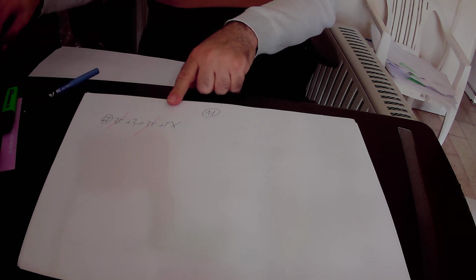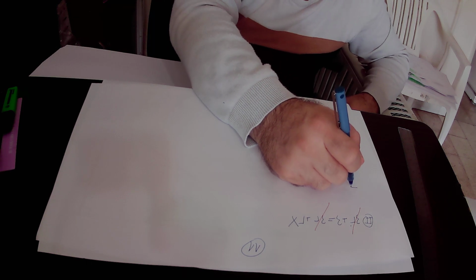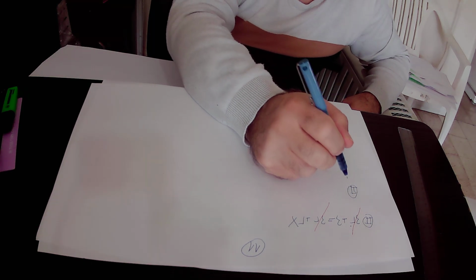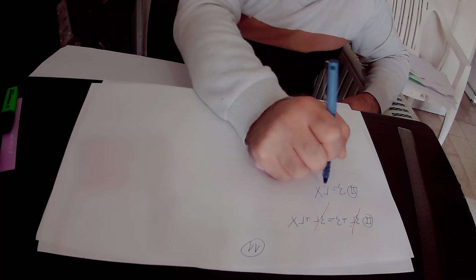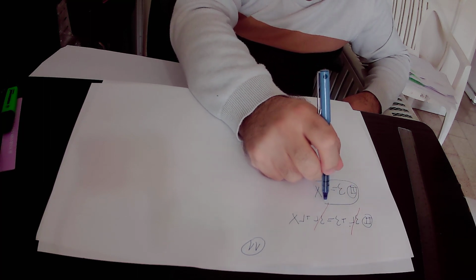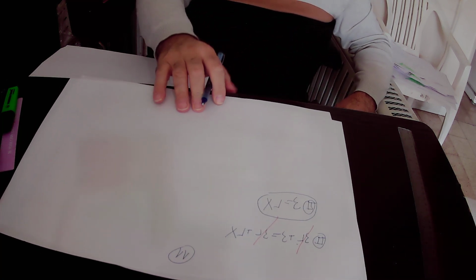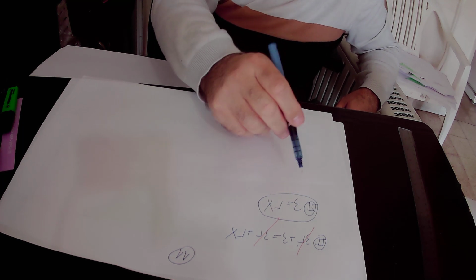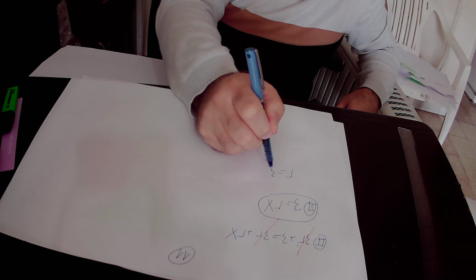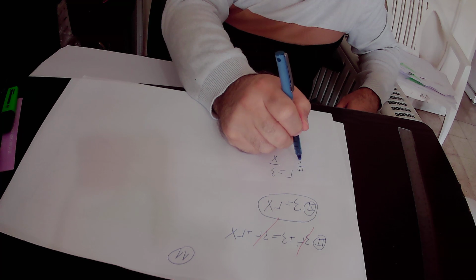And what is left after we cancelled 3R? What is left is actually 3 equals Rx. Okay, 3 equals Rx. So here we will divide this equation by x, and we will get that R equals 3 over x according to equation number 2.